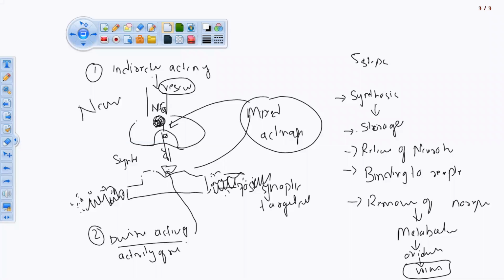When it gets metabolized, it will get released through the urine. So this is a 5-step process that can be followed by our system.